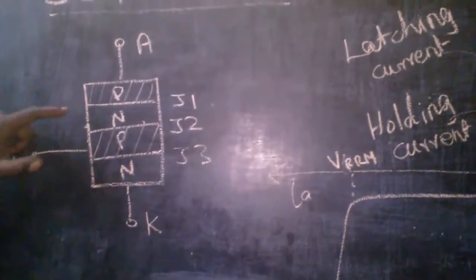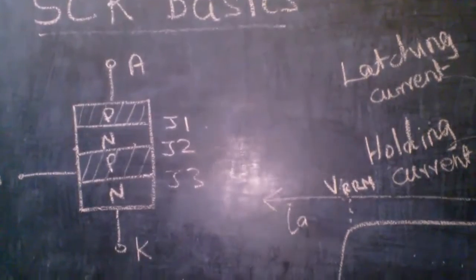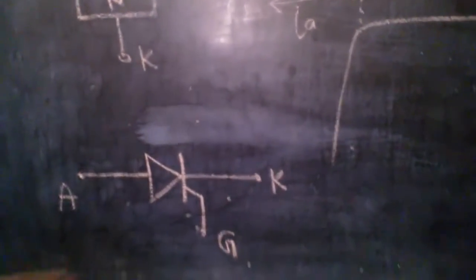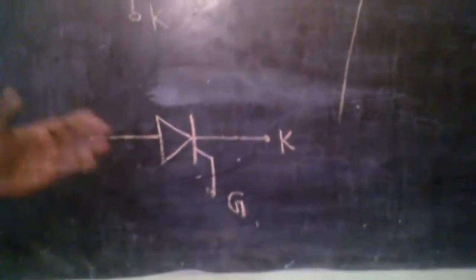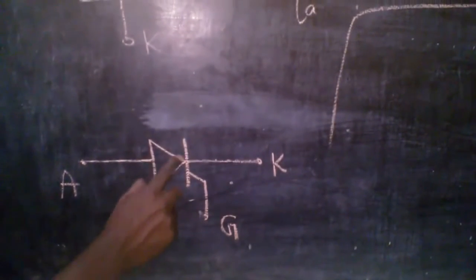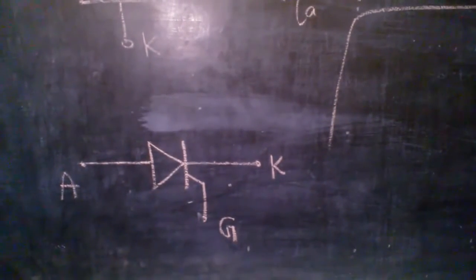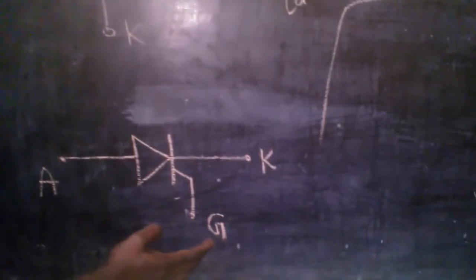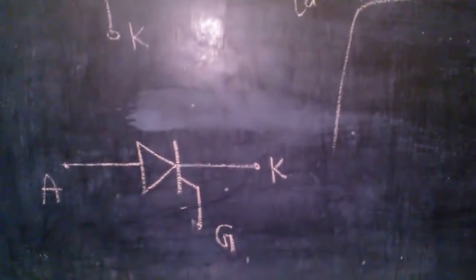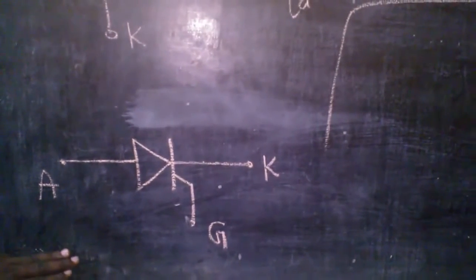And see, this is the symbol of the SCR. Its symbol is nothing but the diode symbol. You can see this triangle and one line. In addition to the diode symbol, it has a gate terminal. This is the symbol of the SCR.